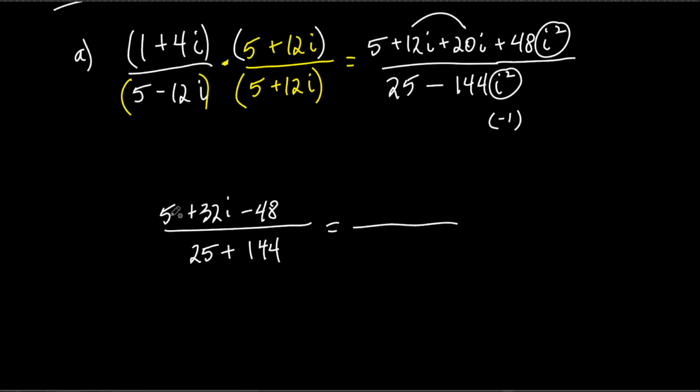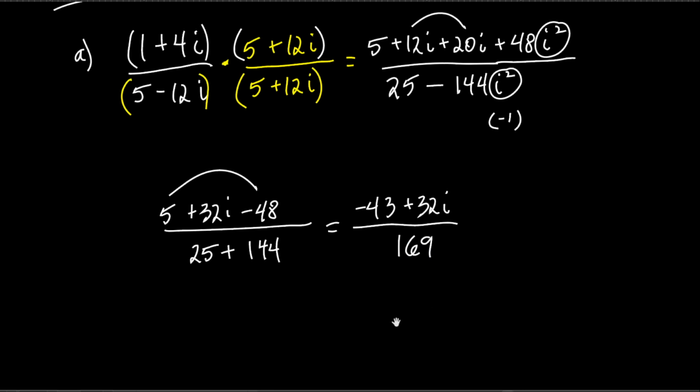Let's simplify some stuff. What can we simplify on this one? The 5 and the negative 48. What's that going to give us? Negative 43. I always put the real part first, okay? Always put the I at the end. All right? And then I can't do anything to this I right here, so I just keep it plus 32i. We good? What about the bottom? What can I do there? Just add them up. What's that? 169? Okay. We're almost done, but not quite.